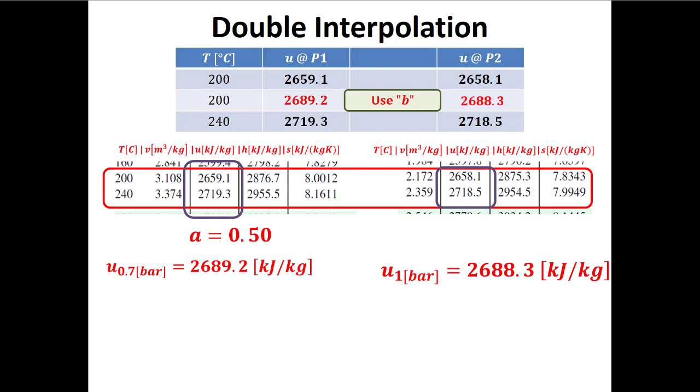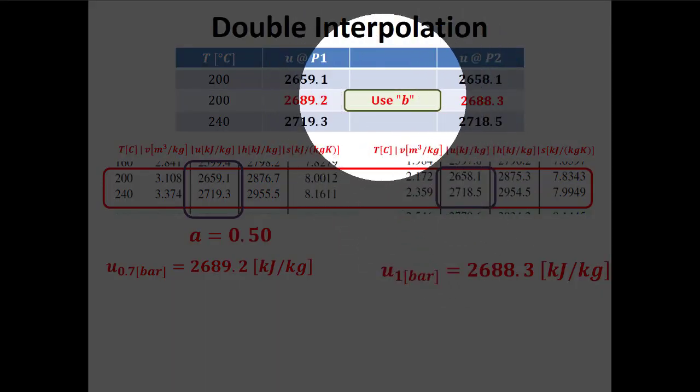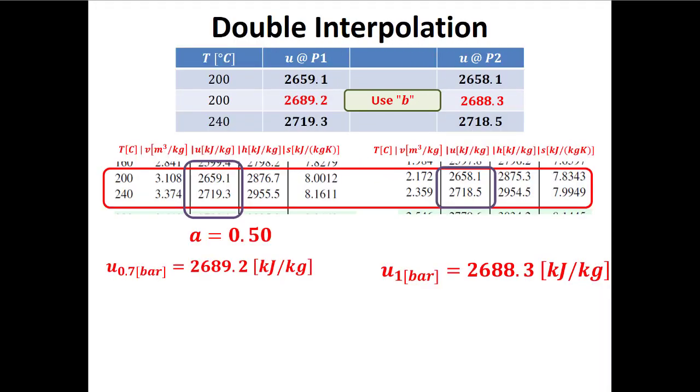Now, you might get a multiple choice question on a test or on a quiz, and you might notice that there's not a lot of difference between 2688.3 and 2689.2. So maybe you wouldn't even use a calculator in here, and you would just look for any kind of number that's in between these two values. But if not, then you would do the interpolation. You would use interpolation factor B, so 1/3 of the difference.